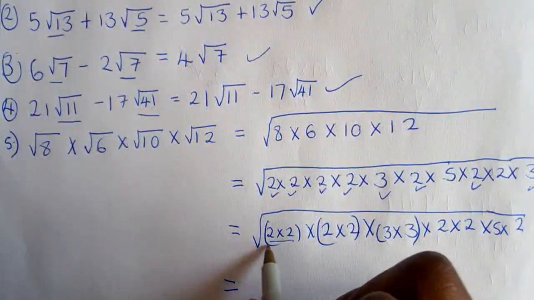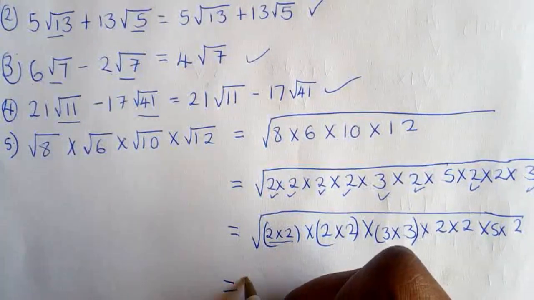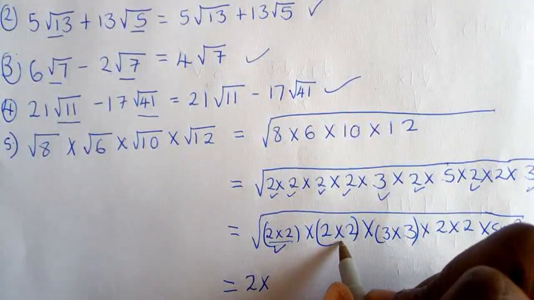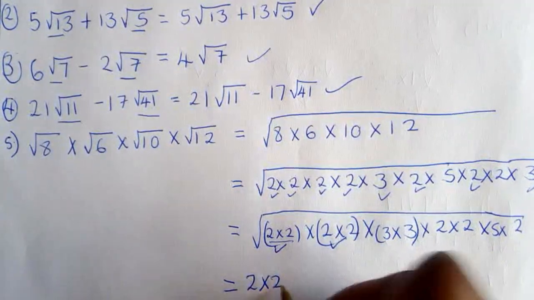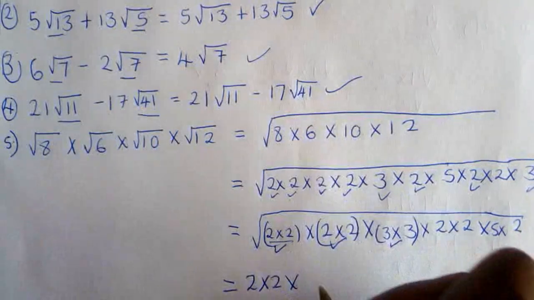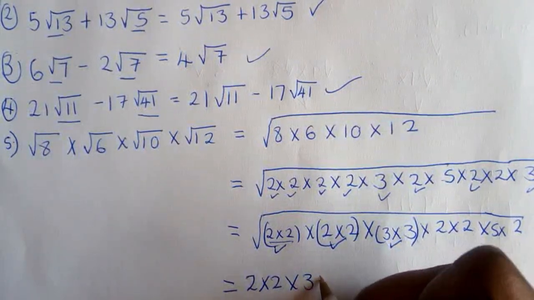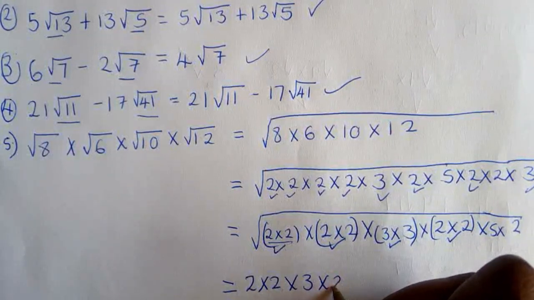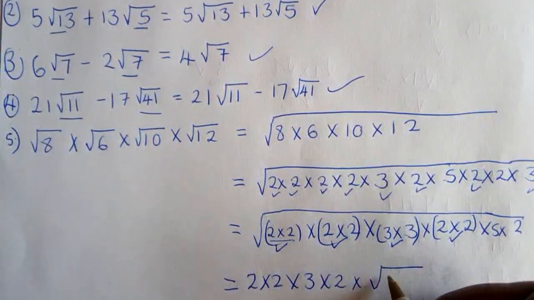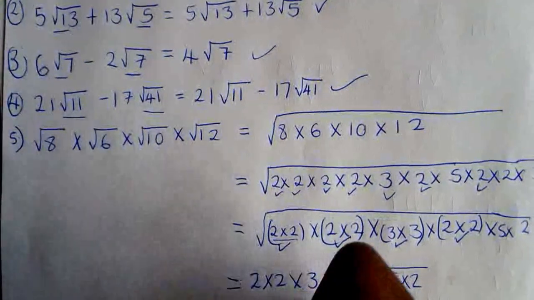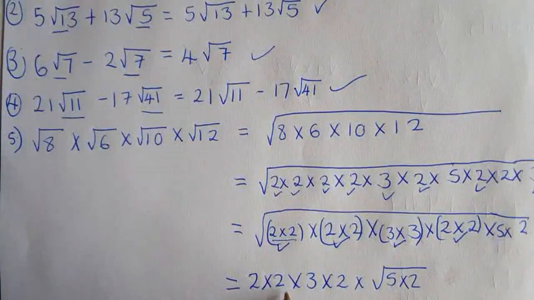So we can remove the square root from these identical numbers, because the square root of 2 times 2 is 2. So it becomes 2 times, the square root of 2 times 2 is also 2, times 2 times the square root of 3 times 3, which is 3, times the square root of 2 times 2, which is 2, times the square root of 5 times 2.